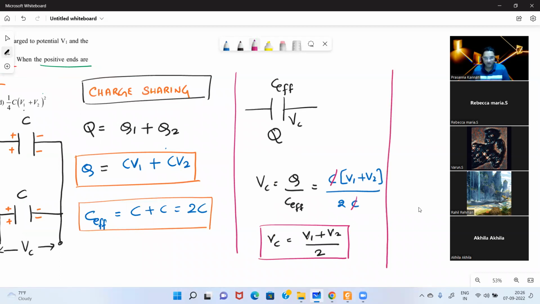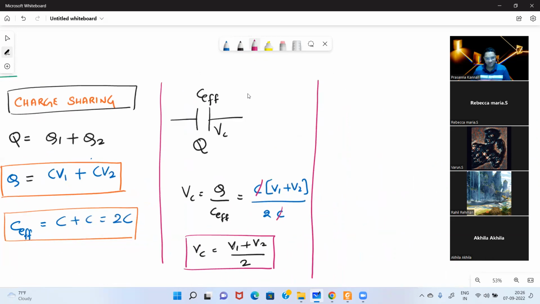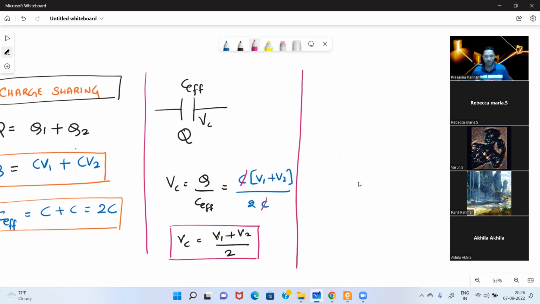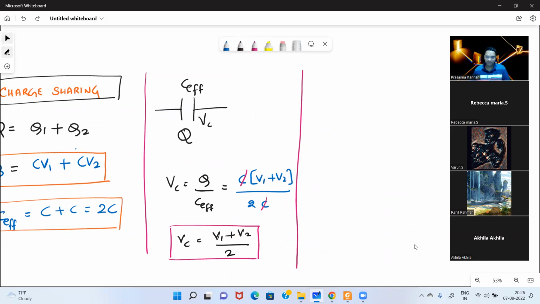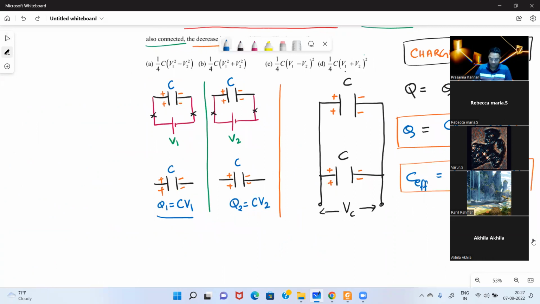All right. Now what do we need to find out? We know all the things needed for solving the sum. We need to find the difference in energy, the decrease in the energy, right? Whenever charge sharing is happening, we have already seen that there will be a loss in energy. So what is the initial energy? It will be the energy of the first capacitor plus the energy of the second capacitor.